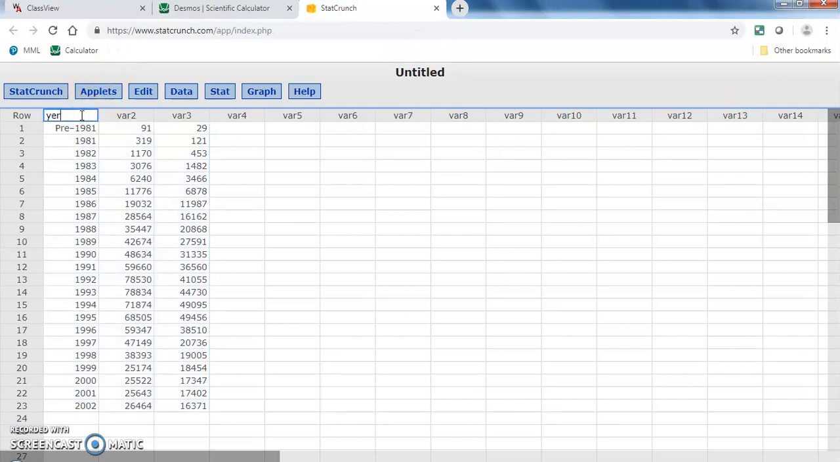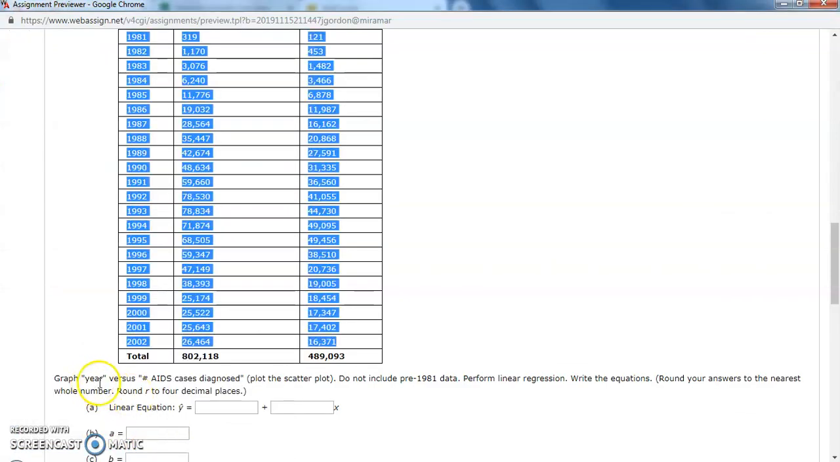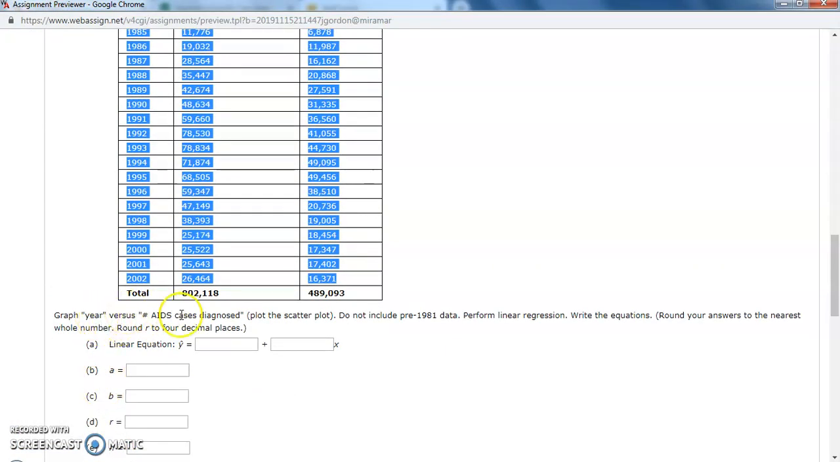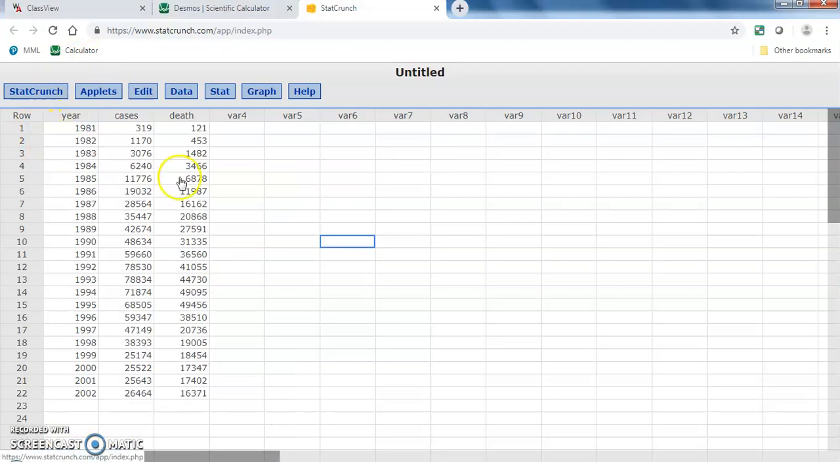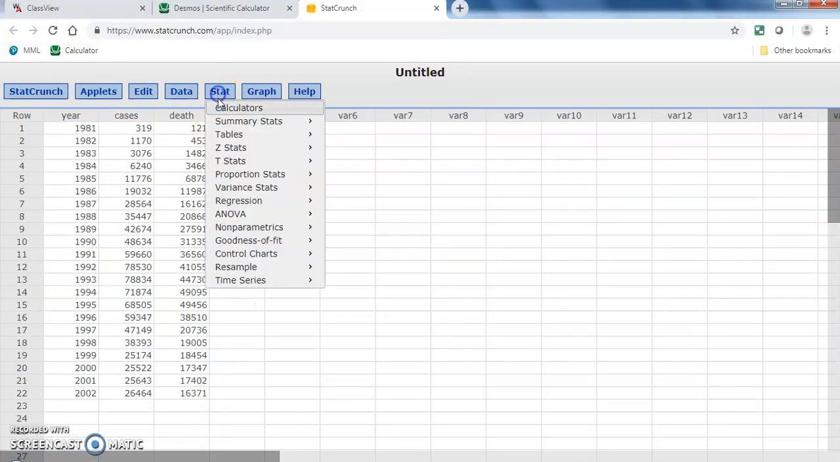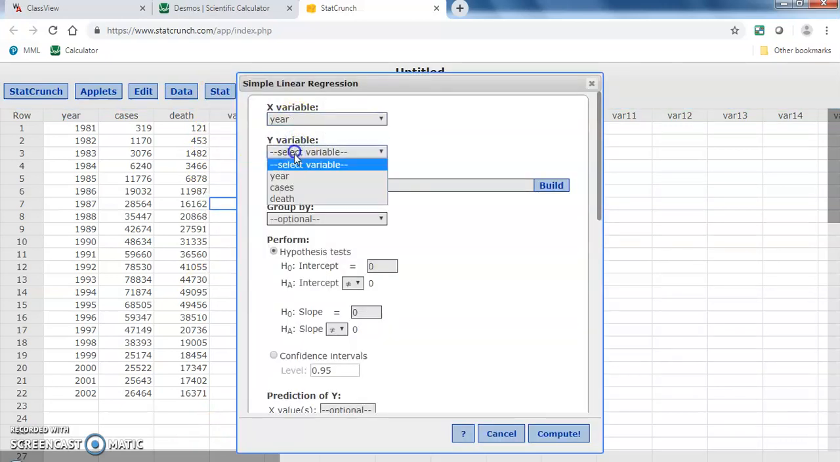And this is year, cases, death. And it said not to include, you want years and cases, and do not include pre-1981 data. So we're going to exclude this, delete it, and we're going to do stat, regression, simple linear, first with just year and cases, and then compute.